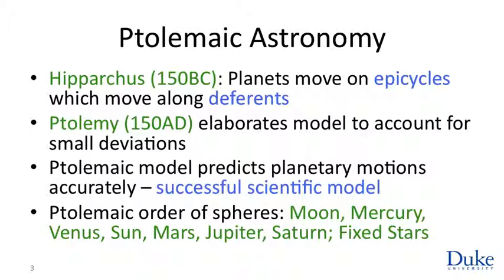It makes good predictions far into the future about exactly where on the celestial sphere you'll find which planets. And because of these slight deviations and getting the precise agreement, you now have an actual ordering of the sizes of the spheres. The moon is on the innermost sphere, then Mercury, Venus, the sun, Mars, Jupiter, Saturn, and then outside, the celestial sphere of the fixed stars.